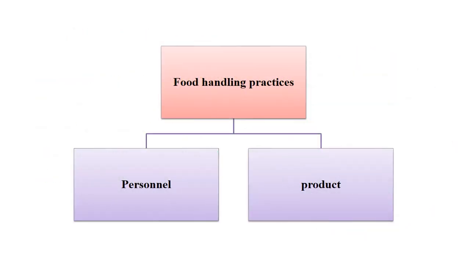Here we will talk about food handling practices, that is, after the food is prepared, how it is handled during packaging and further storage and distribution. Two important aspects are involved: one is the personnel, another is the product. In both aspects we should have complete hygienic practices to prevent any post-processing contamination, and only then can we keep the quality till it reaches the consumers.